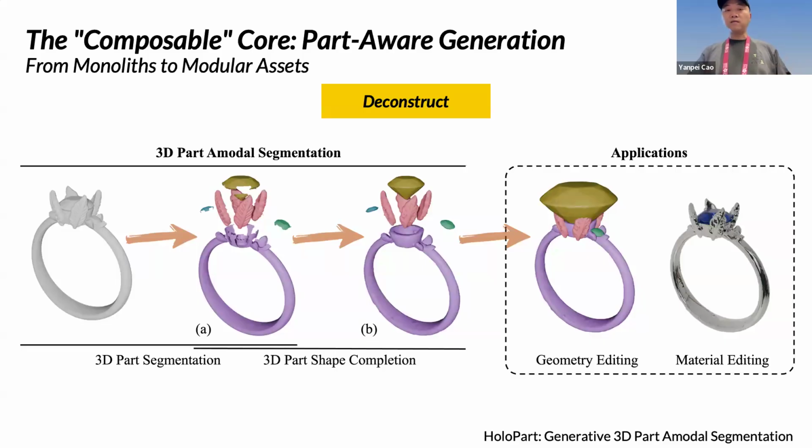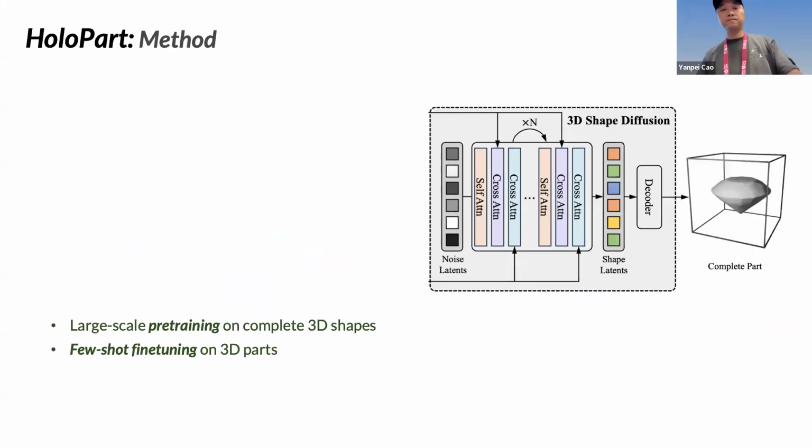That's standard segmentation. But the real trick is inferring the occluded geometry, the hidden parts. It's amodal segmentation, and it's essentially trying to see through the object. And HoloPart uses a diffusion-based model designed specifically for this 3D part shape completion task. It starts by leveraging a strong generative prior learned from massive datasets of general 3D shapes.